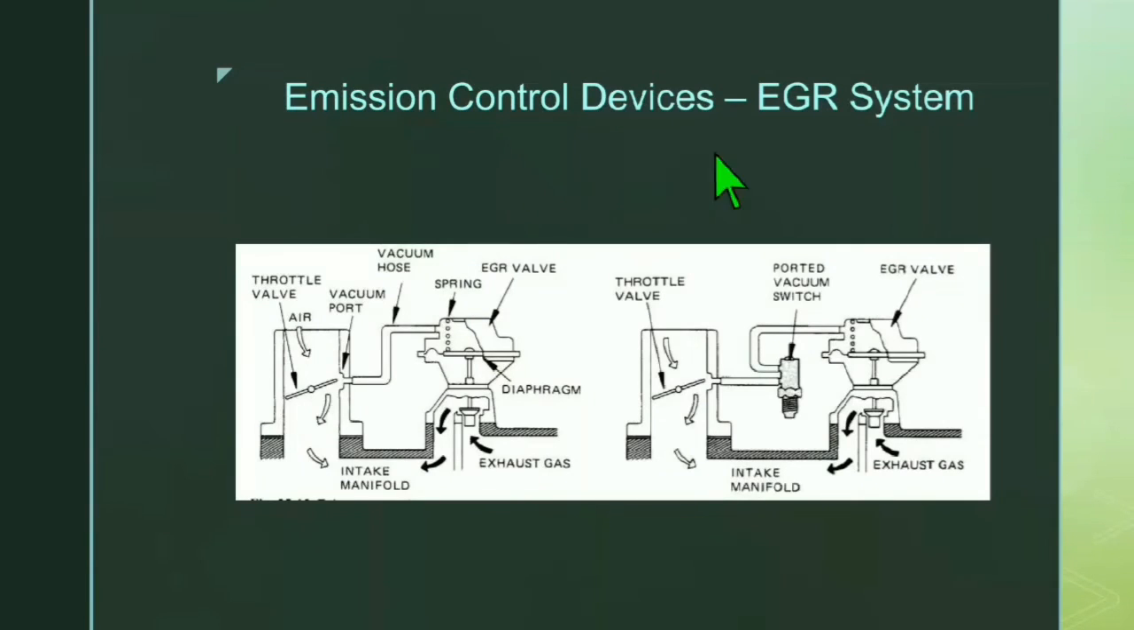Emission control devices, EGR system. So there are two figures. Look at this first one. Here you can see the throttle valve, air intake manifold, exhaust gas, diaphragm, EGR valve, spring, and vacuum hose. And in the next figure you can see the throttle valve, ported vacuum switch, EGR valve, exhaust gas, intake manifold.